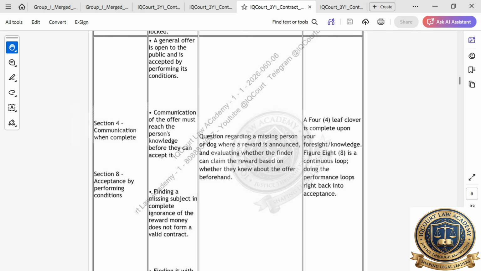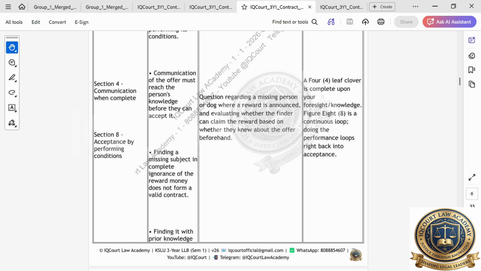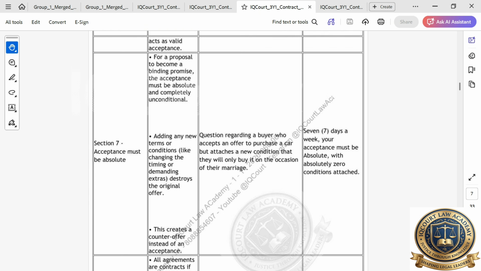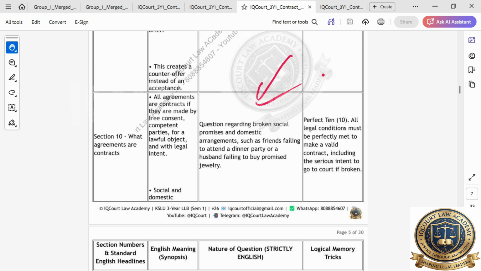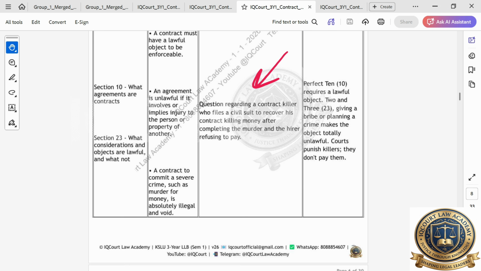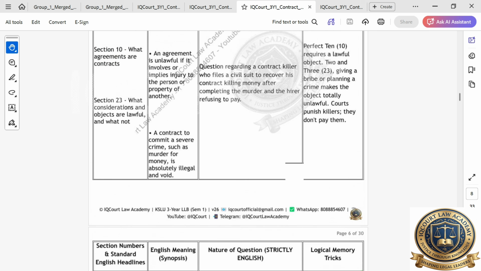I will explain it later. It's a question regarding the missing person or dog where the reward is announced, so whether he is eligible or not. Then acceptance, regarding the buyer who accepts an offer to purchase a car but attaches a new condition. This question is also important regarding the broken social promise between friends, and wife and husband. And the question regarding the contract killer who files a civil suit to recover his contract killing money. You can't file, which is against the law.